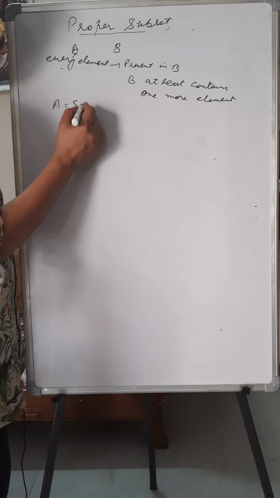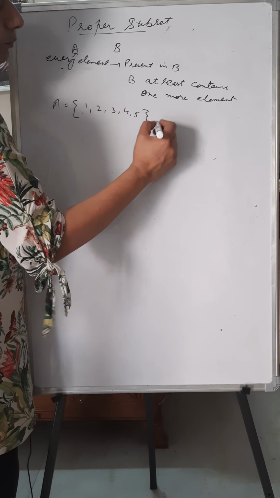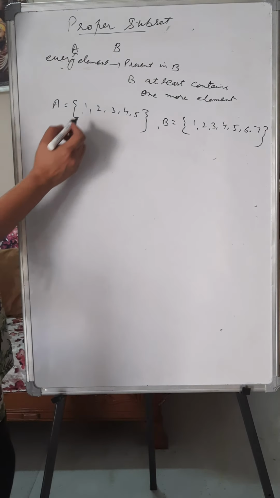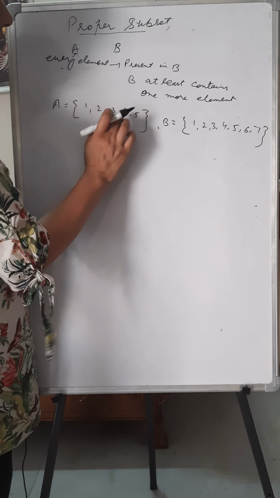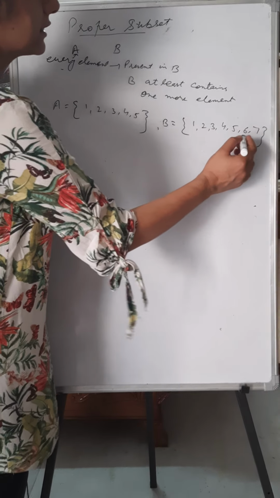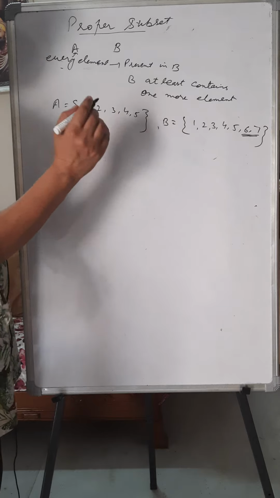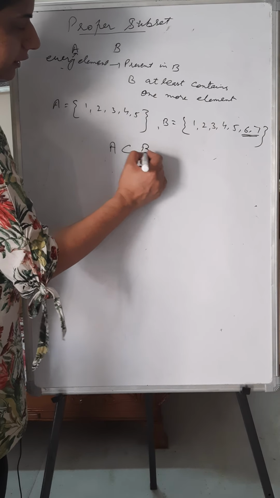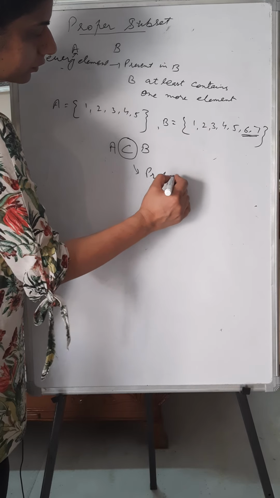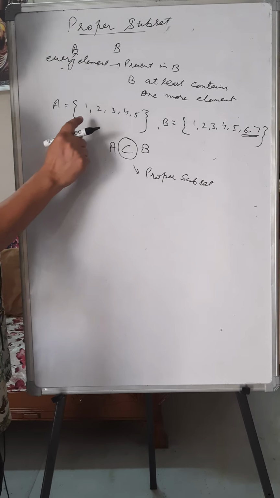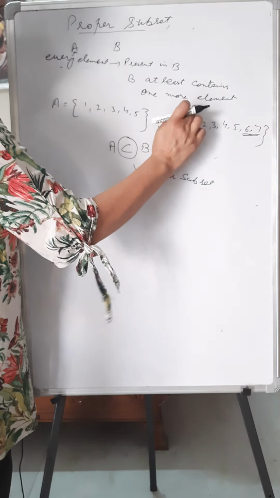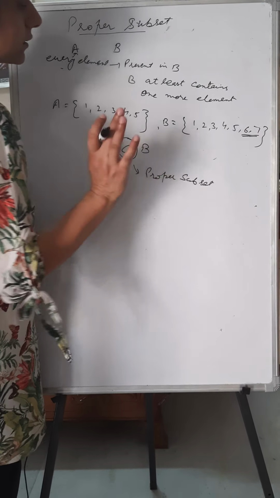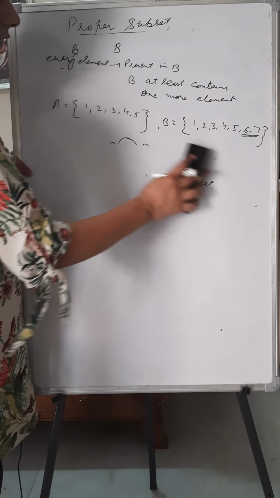If A has 1, 2, 3, 4, 5, and set B has 1, 2, 3, 4, 5, 6, 7, then 1 of A is present in B, 2 is present, 3 is present, 4 is present, 5 is present, but B also contains 6 and 7 which are not present in A. Then A is a proper subset of B. Symbolically we can write A is a proper subset of B. At least one more element is required, but here I am having two. I hope that this is clear.